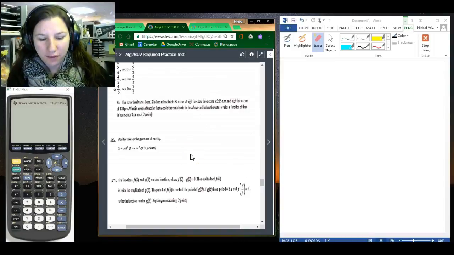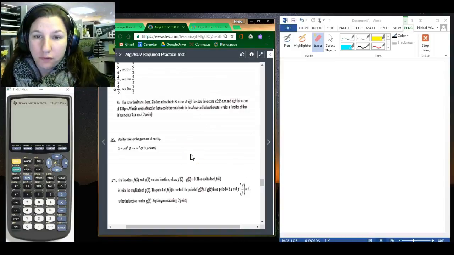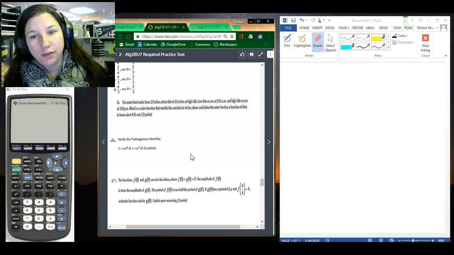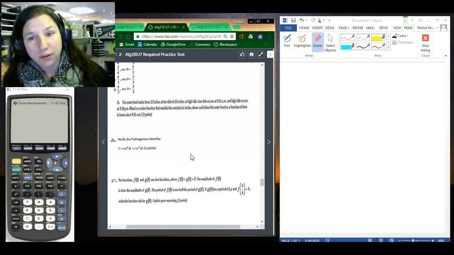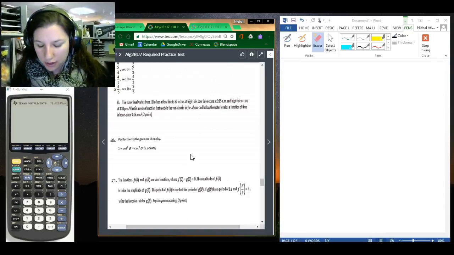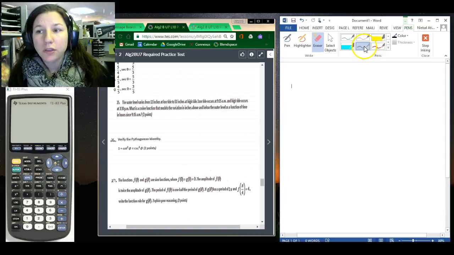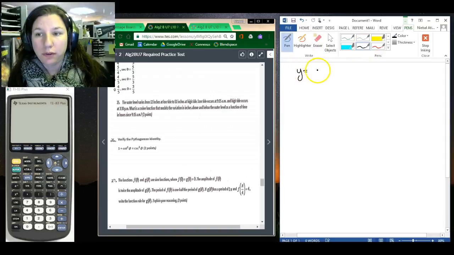Number 25. The water level varies from 12 inches at low tide to 52 inches at high tide. Low tide occurs at 9:15 a.m. and high tide occurs at 3:30 p.m. What is a cosine function that models the variation in inches above and below the water level as a function of time in hours since 9:15 a.m.? So ultimately they want us to write a cosine function.